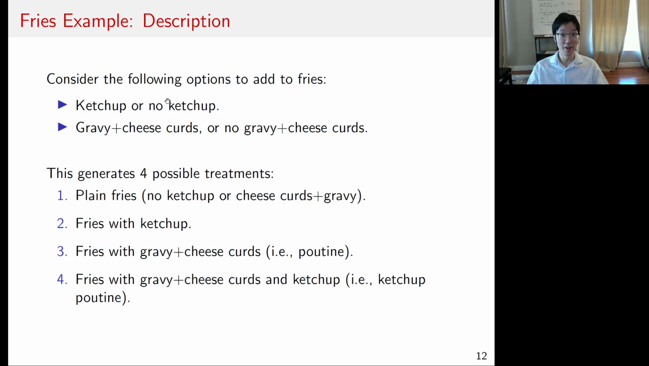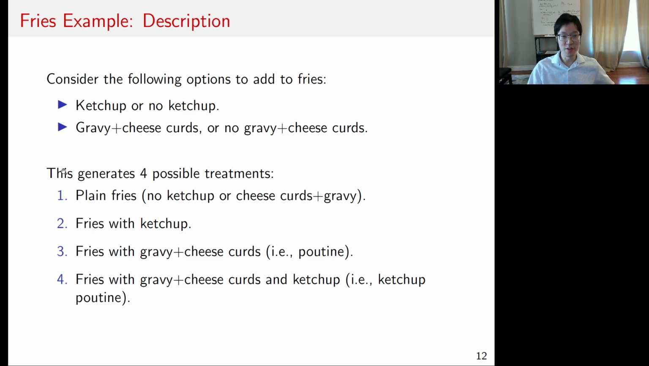So consider this experiment where we ask people to, let's say, evaluate how tasty fries are with the following options. Okay, so this is a 2-factor experiment. Okay, so the 2 factors are whether you want to add ketchup or not, and then whether you want to add gravy and cheese curds or not. So basically, there's two factors, and so 2 times 2, there are 4 possible treatments.